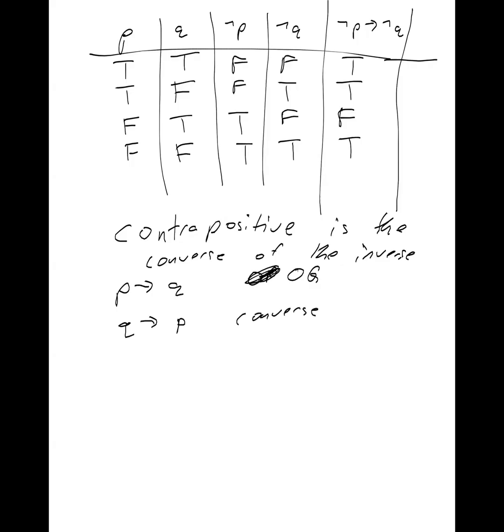And then we have the inverse. What's the inverse of P implies Q? Not P implies not Q. Yep, that's the inverse. And now what's the converse of the inverse? Remember, converse just means switching the shoes to the opposite feet. So if I switch this to this side, I would get not Q implies not P. This is called the converse of the inverse, which is also called the contrapositive.